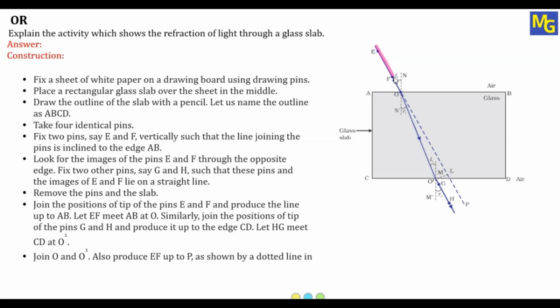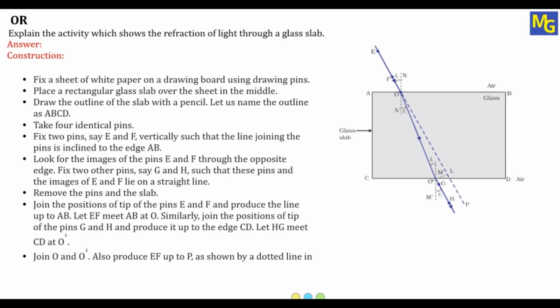Join E and F till AB, and on AB it will join at O dash, sorry, O. Join G and H till CD, you extend it. On CD it will hit at O dash. Now, join O and O dash, the line which is present inside the glass slab. So that is O and O dash, also join it. And now extend this EF with a dotted line till P. So this was the construction.